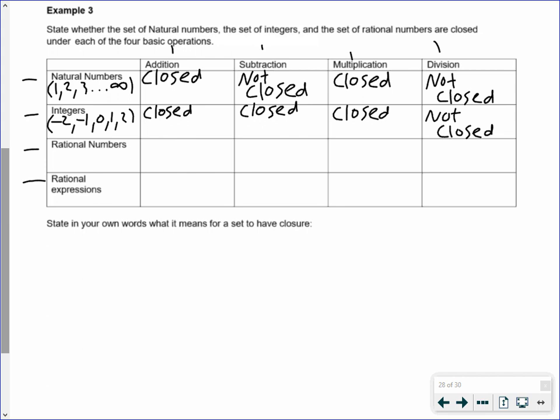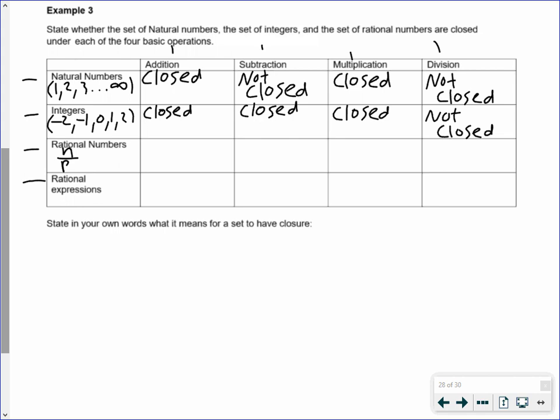The set of rational numbers is just any number that can be written as a fraction. And that does include every single integer value because, for instance, 5 is an integer, but it can also be a rational number since 5 is the same thing as 5 over 1. So the set of rational numbers is any number that can be written as a fraction.